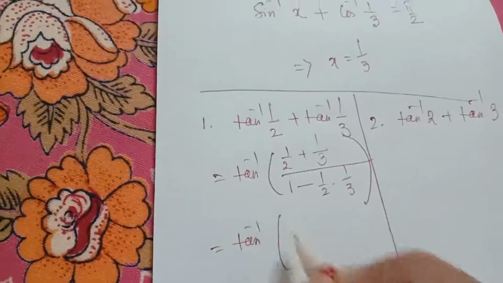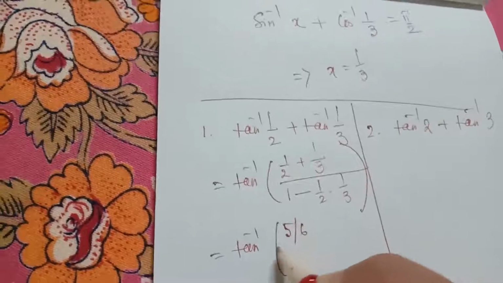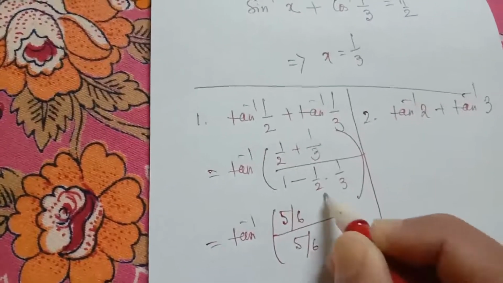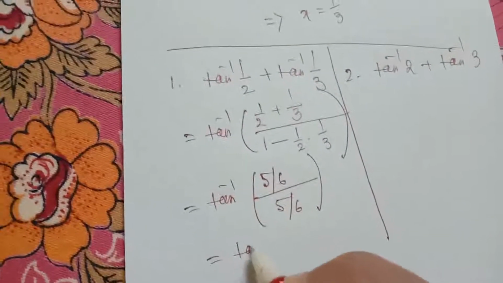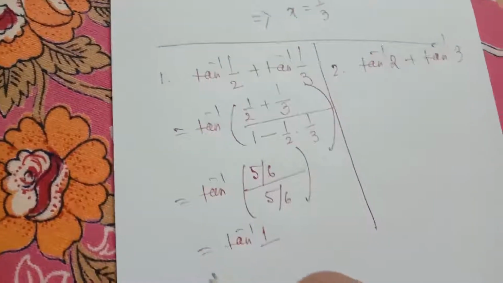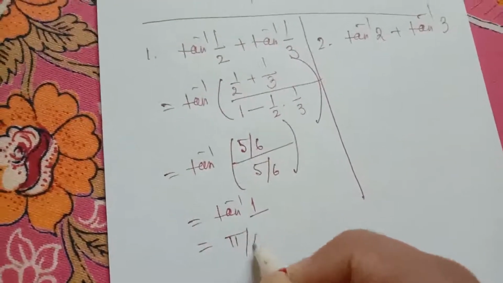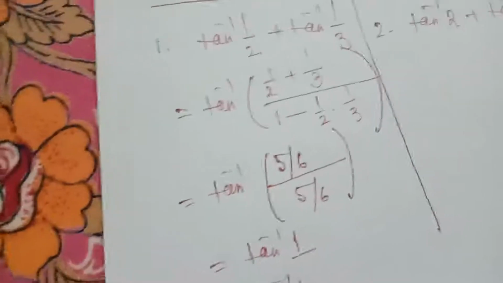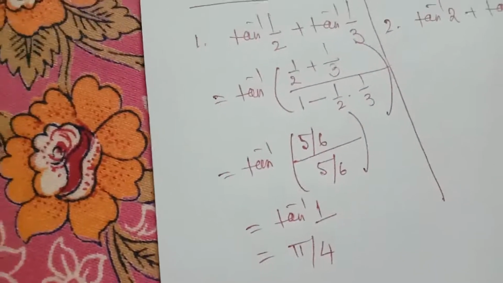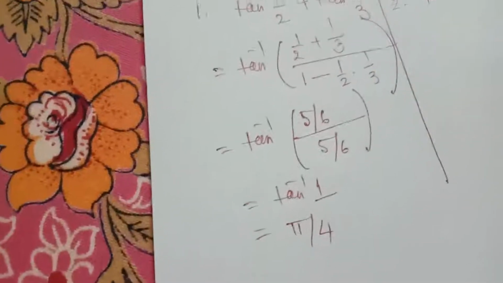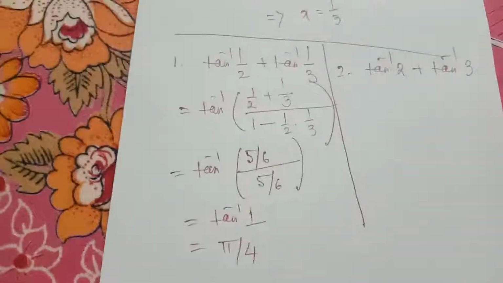Tan inverse of numerator will be 5 by 6, denominator will be again 5 by 6. So it is tan inverse of 1, and tan inverse of 1 is equal to pi by 4. Because 1 equals tan of pi by 4, tan pi by 4 equals 1, tan inverse of 1 equals pi by 4. This is the first example. Let us move to the second example. Tan inverse of 2 plus tan inverse of 3.